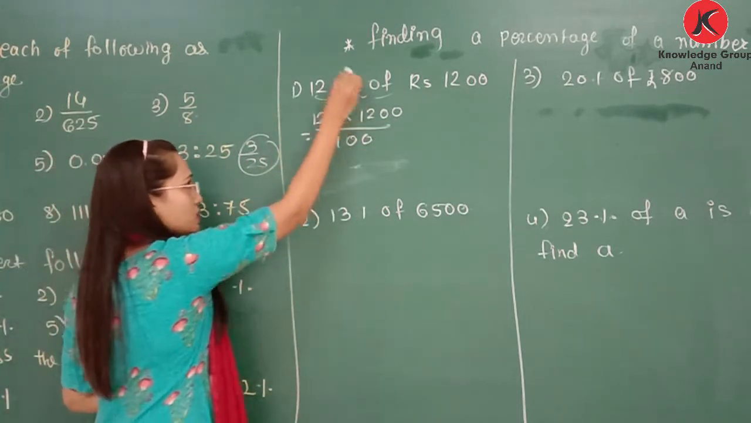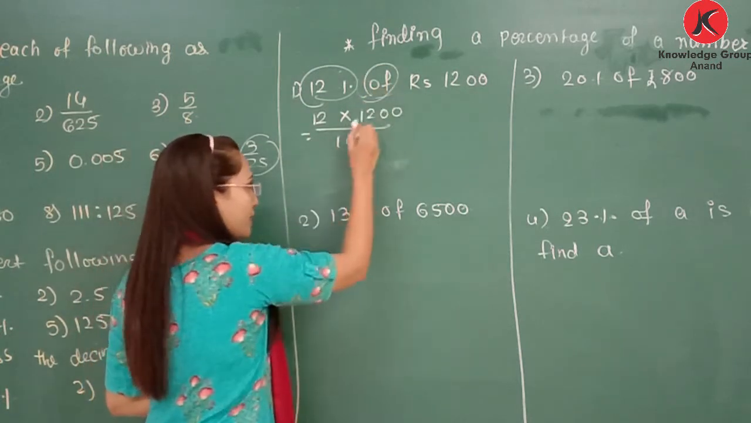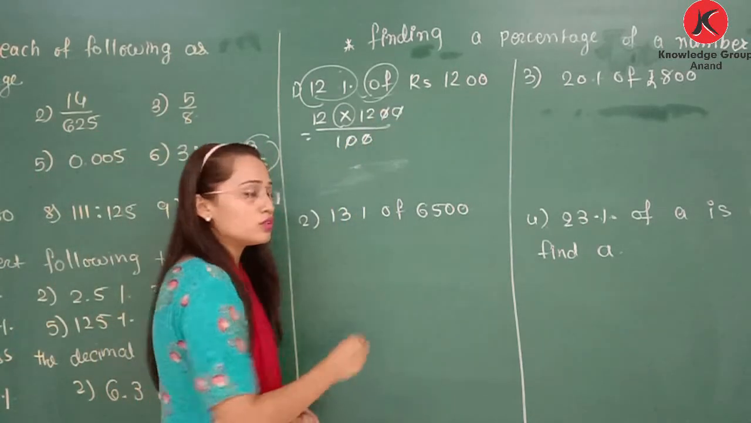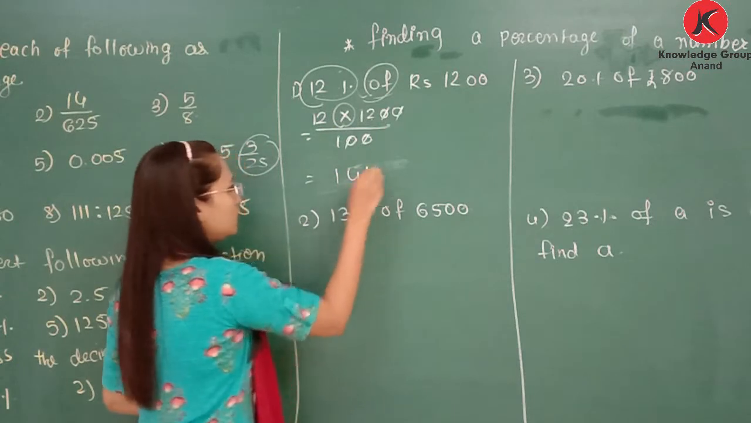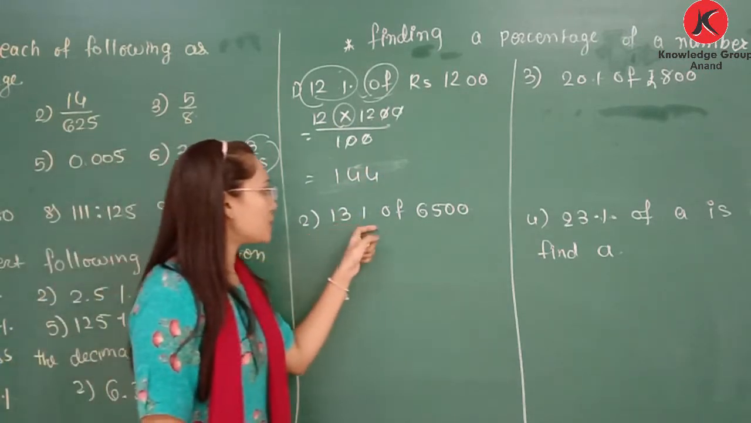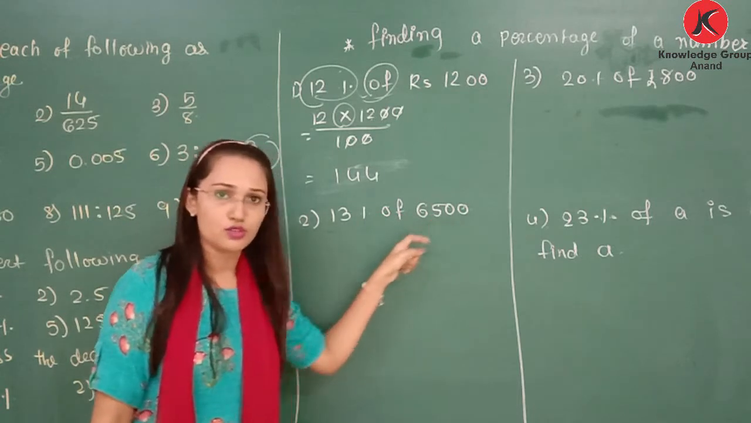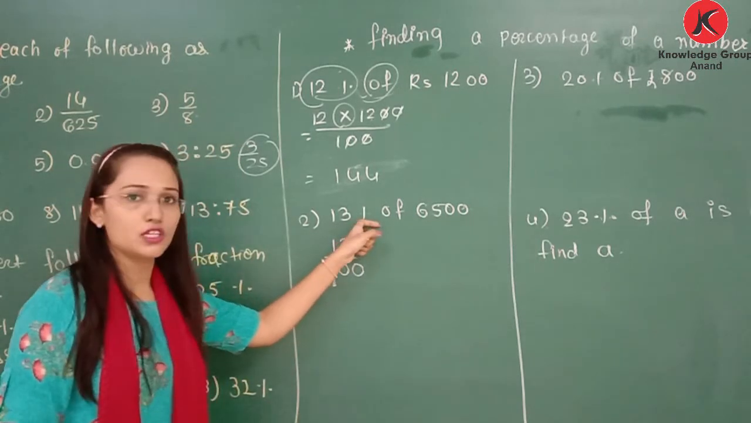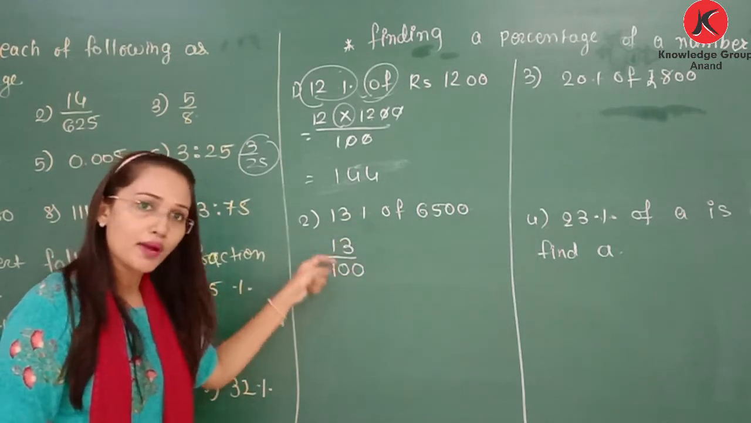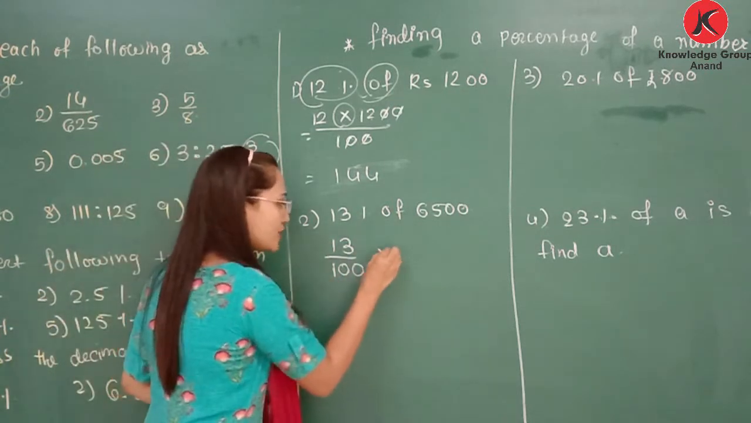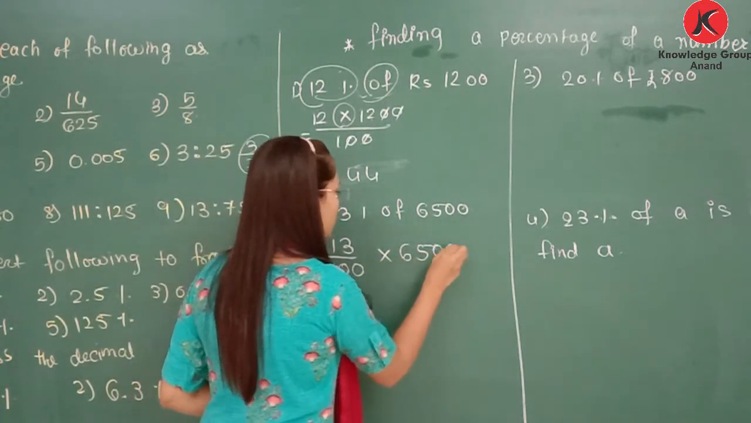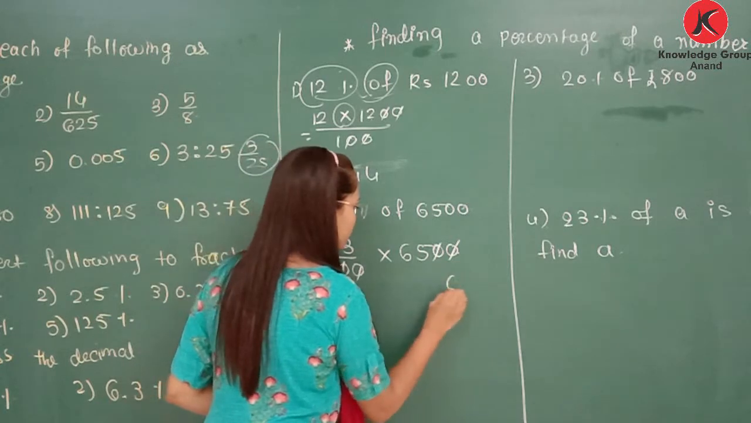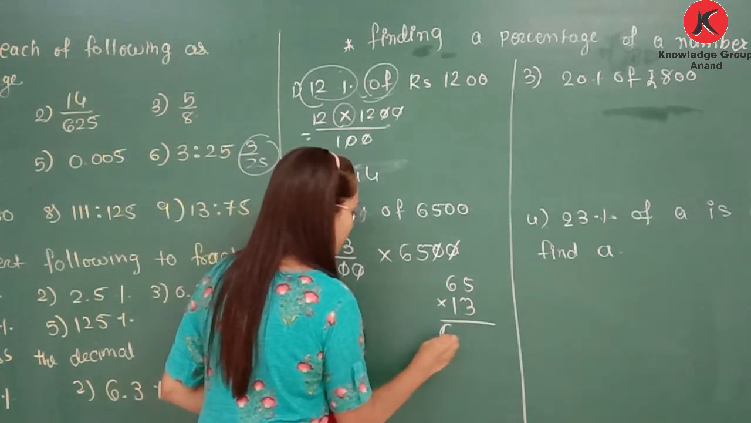Why? Because 12% is 12 by 100, 'of' represents multiplication, and 1200 is as it is. Now the zeros will be cancelled out, so 12 multiplied by 12 is 144. Clear? Now 13% of 6500. Here 13% is 13 by 100. Convert the percentage into a fraction, since a percentage is out of 100, so it is 13 by 100. 'Of' represents multiplication, 6500, so again the zeros will be cancelled out. So 13 multiplied by 65, so 65.